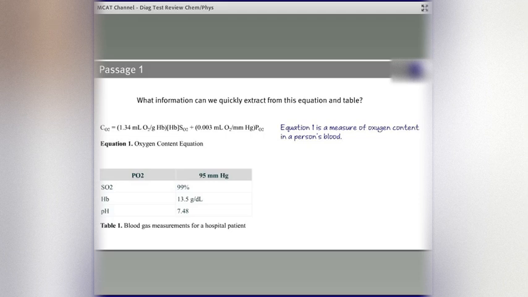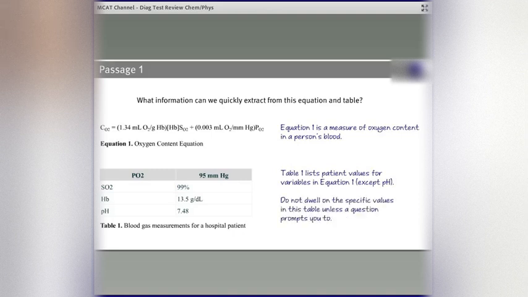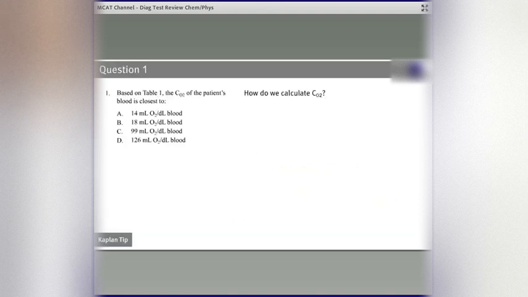So, equation 1, we are told, based on the label and in the passage, is a measure of oxygen content, and table 1 is a list of blood variables for that patient. Okay? So, let's take a look at a question.